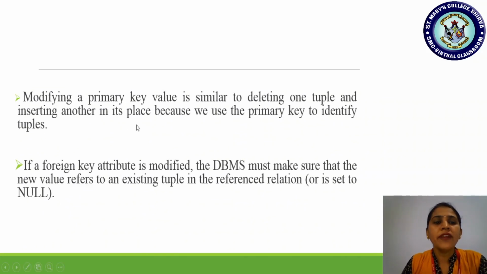Modifying a primary key value is similar to deleting one tuple and inserting another in its place, because we use the primary key to identify tuples. For example, if you are changing the roll number of a student, it should not be repeated. It should be a unique value. So if you are modifying it, it becomes a new record only. It means removing the old one and adding a new one. So if you change the primary key attribute, of course it will be like deleting the old tuple and inserting the new tuple.